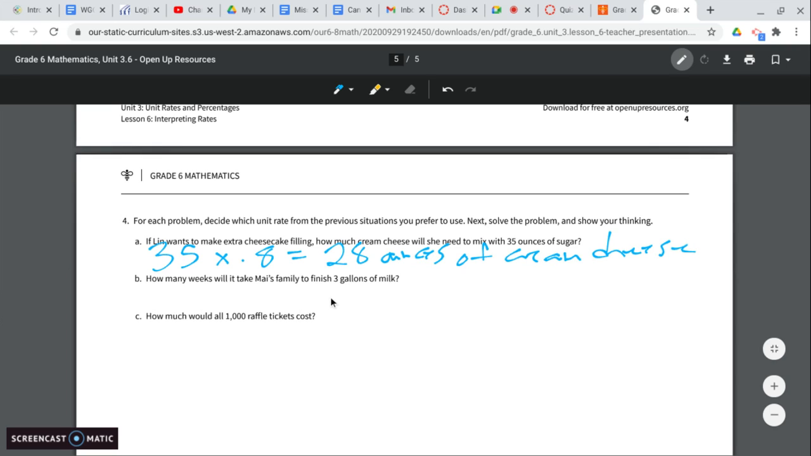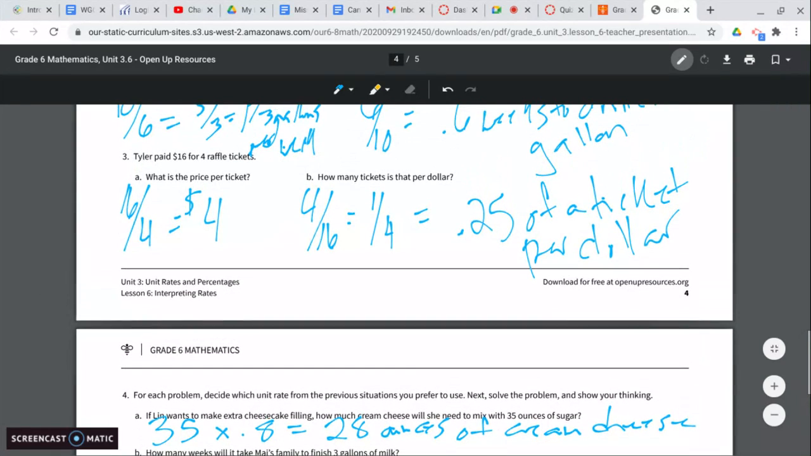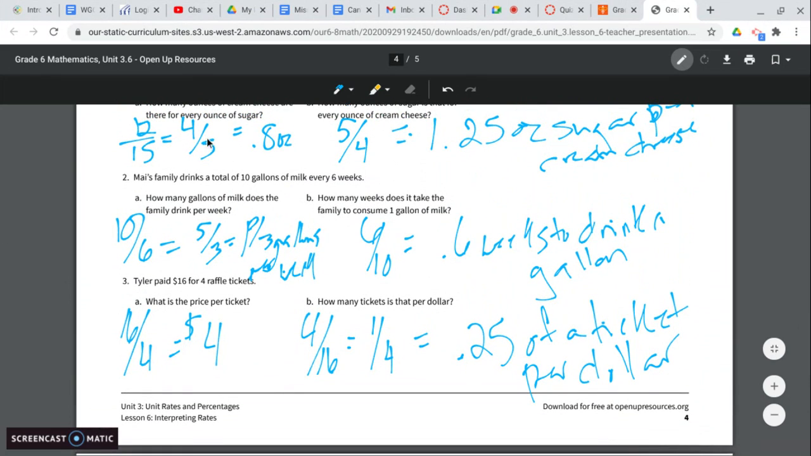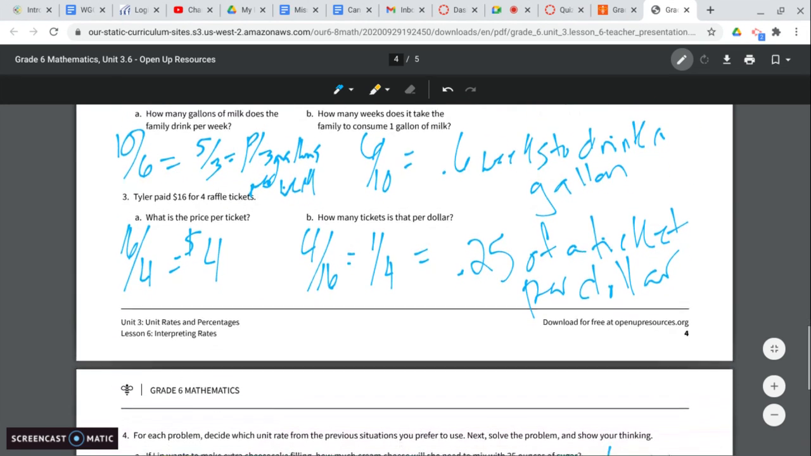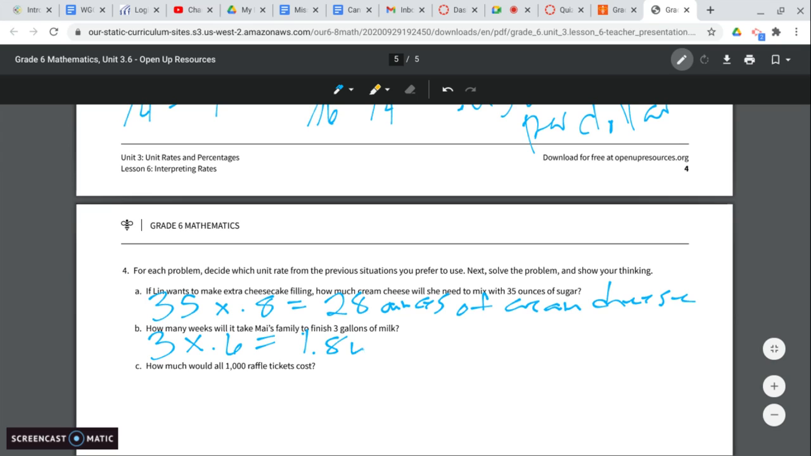For B, how many weeks will it take my family to finish 3 gallons of milk? So we've got our value for milk, and we want to find where our milk is 1, which is right here, the 6/10. So we're going to take 3 times 6/10, because that's how much of a week it takes to drink 1 gallon. And that's going to give us 1.8 weeks.